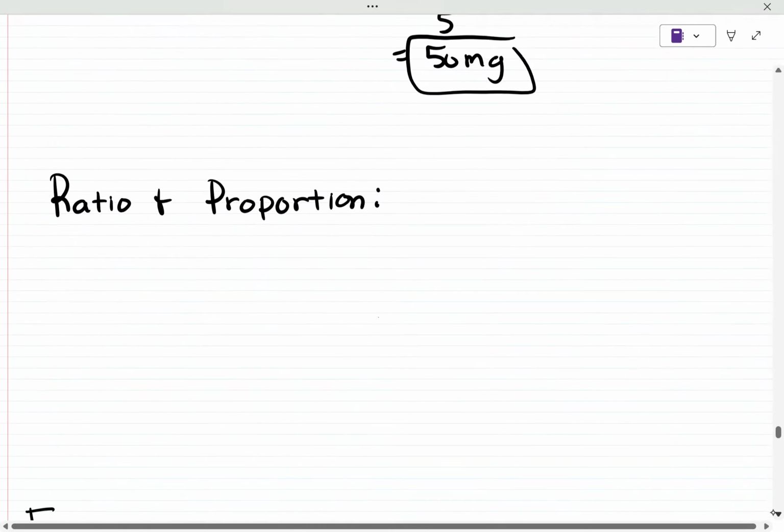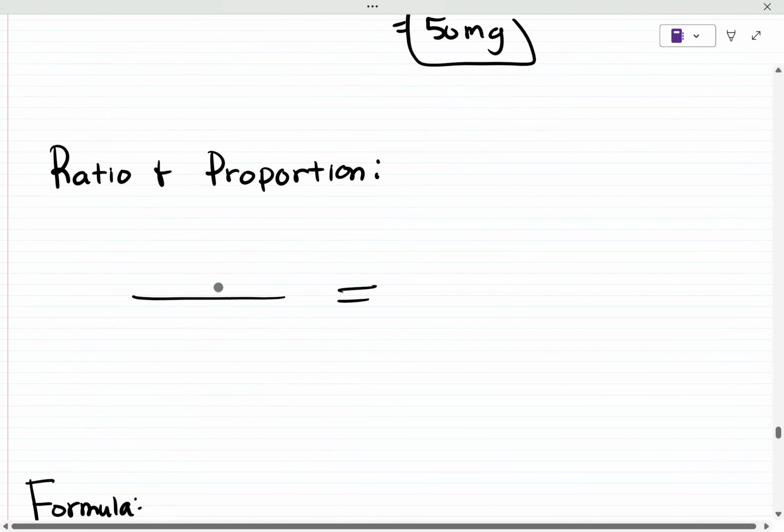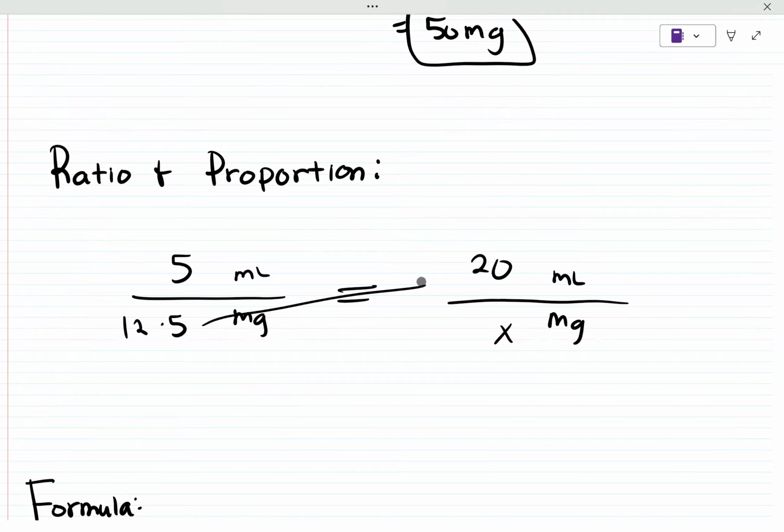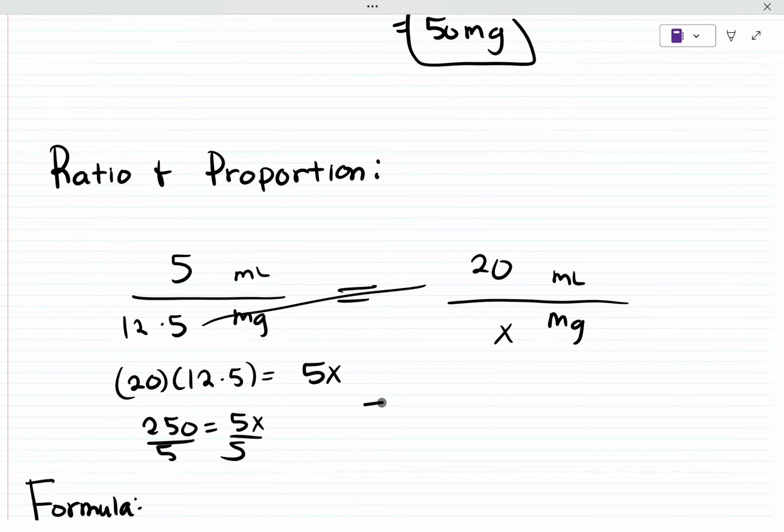Now ratio and proportion. mL here, mg here, mL here, mg there. 5 milliliters has 12.5 milligrams. We want to know how many mg are in 20 milliliters. Cross multiply: 5x equals 20 times 12.5, which is 250. 5x divided by 5, you get 50 mg.